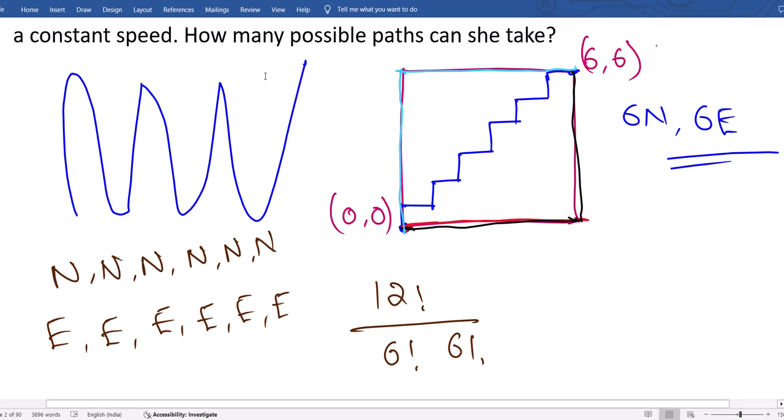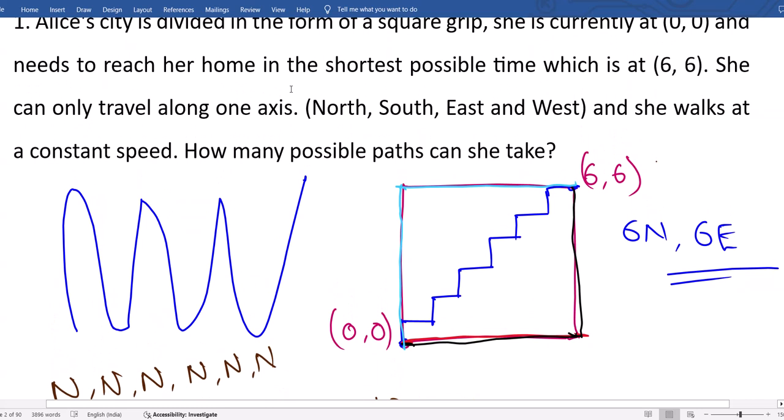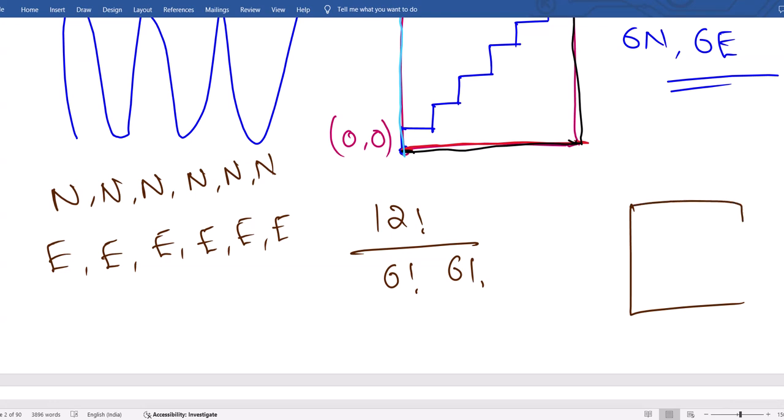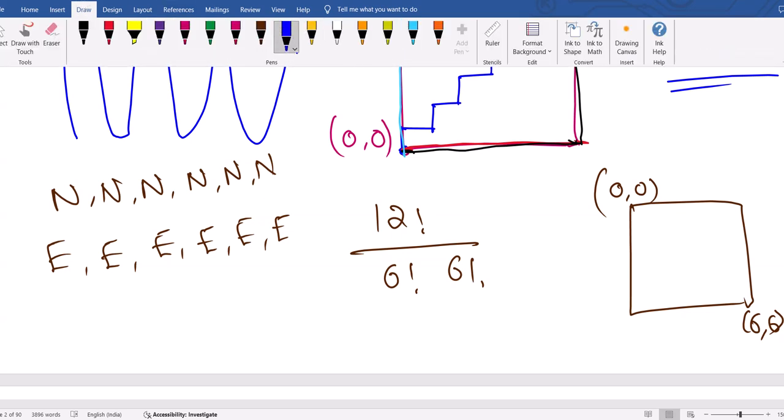In the question, why did they say southwest and all? That depends on where you have taken 0,0 and 6,6. If I take a square grid where 0,0 is here and 6,6 is here, then I have to go south, down, and then east, right. Down means south, right means east. Or I can take the other side. That depends on the diagram, and that's why they mention different things.